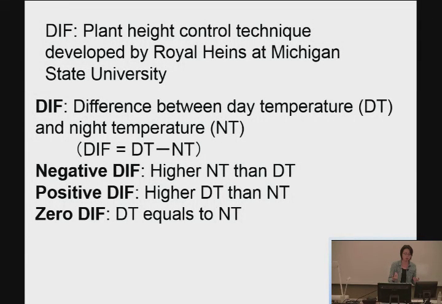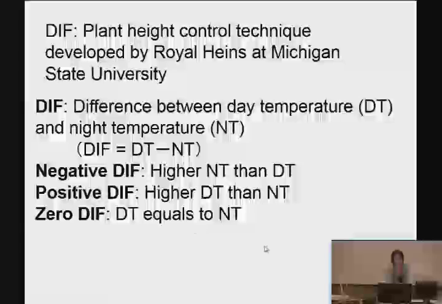When temperature is high in the day and low at night, which is the typical condition in most growing systems, we call that positive DIF. But for this particular application of this technology, growers might want to have negative DIF, which is a higher night temperature than day temperature. So warmer at night than day, which is kind of counterintuitive because it's not normal, but it works really well for a certain case, for controlling stem elongation. Zero DIF is when the average day temperature equals the average night temperature.